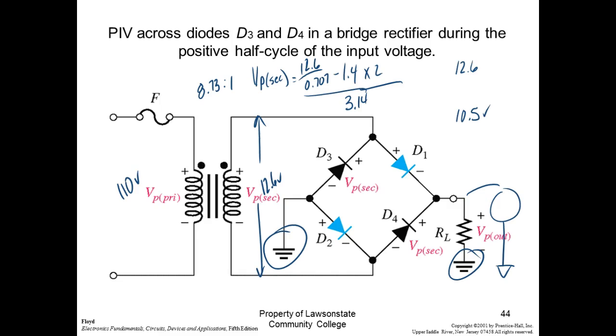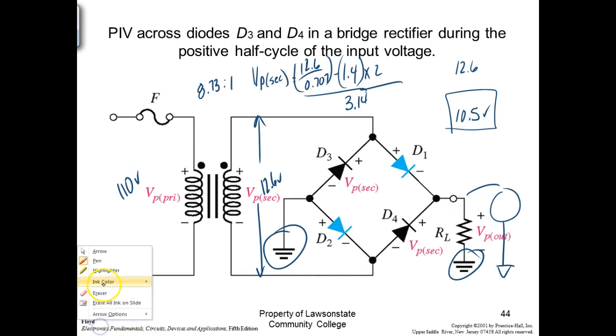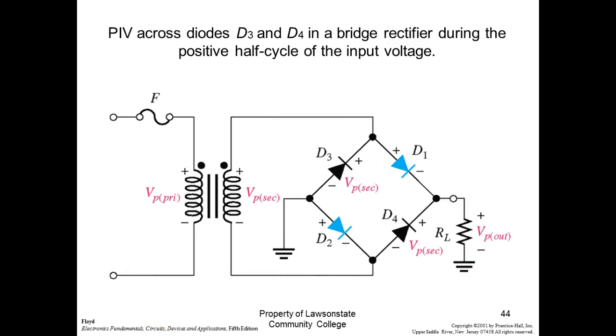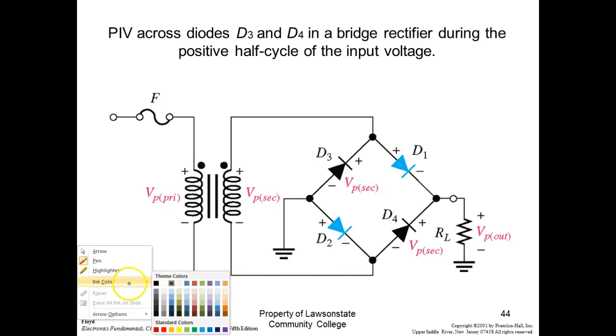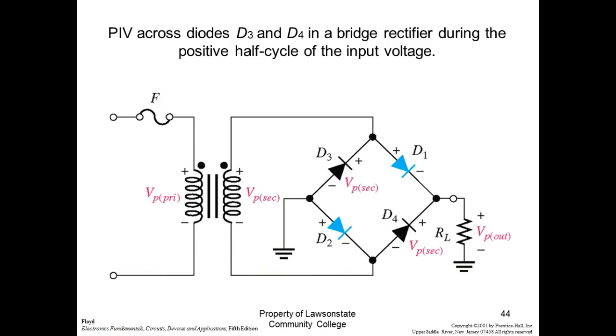So 12.6 divided by 0.707 minus 1.4, take that answer, so that should be inside parentheses, right? Then multiply it by 2, then divide that by pi, and what do we come up with? Well, let's do it one at a time and see. Sounds like you still want to divide by 2 for some reason. We don't divide by 2. We divide by 2 on the full wave bridge center tap.